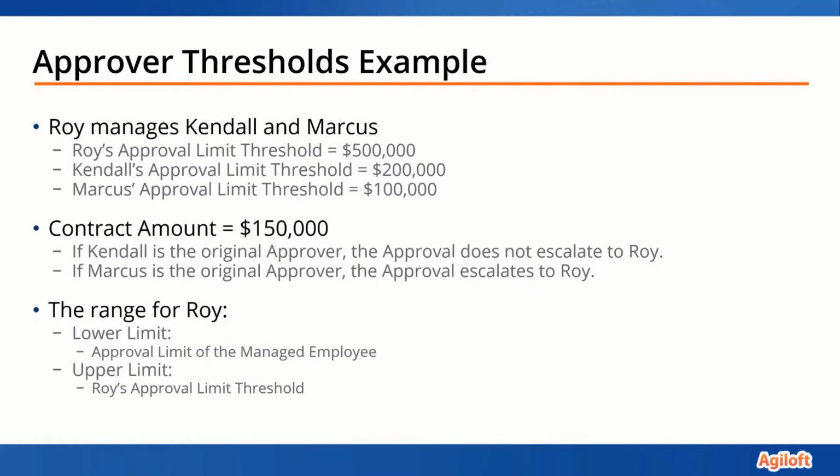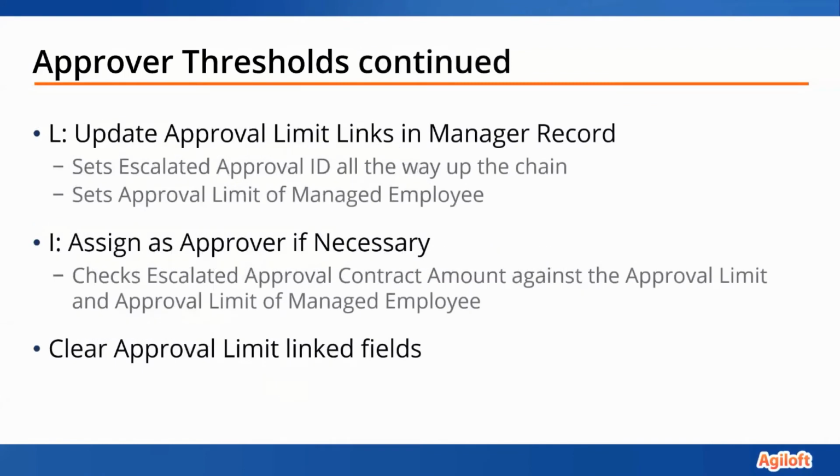So essentially what we need to do is set the range for Roy. The lower limit is going to be the approval limit of the managed employee, which can change from approval to approval. The upper limit is going to be Roy's approval limit threshold. So we added a new edit rule in the employee table. This rule is triggered when the escalated approval ID is updated and is not blank.